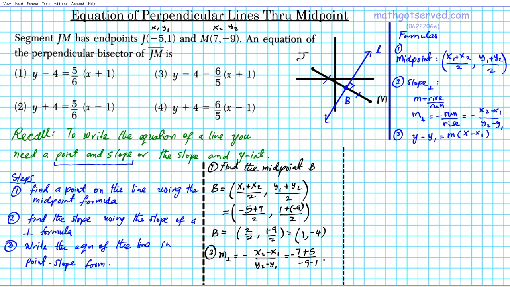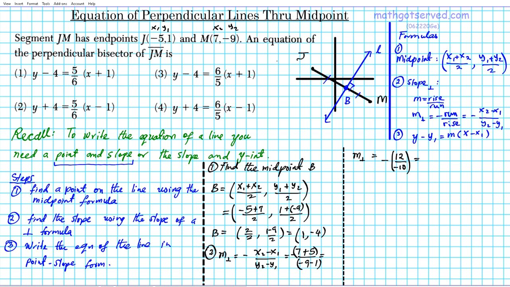All right? If we simplify it, don't forget, see this negative right here? Let's put a parenthesis here so you don't get confused. The negative is on the outside. All right? Okay, so the slope of a perpendicular line is going to become the opposite of 7 plus 5, which is 12, divided by negative 9 minus 1, which is negative 10. You're taking the opposite of the whole thing.